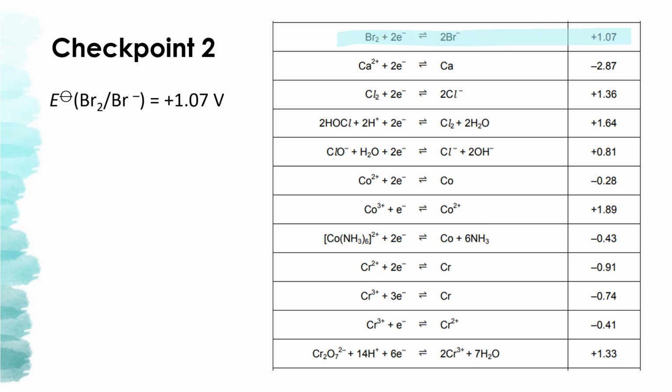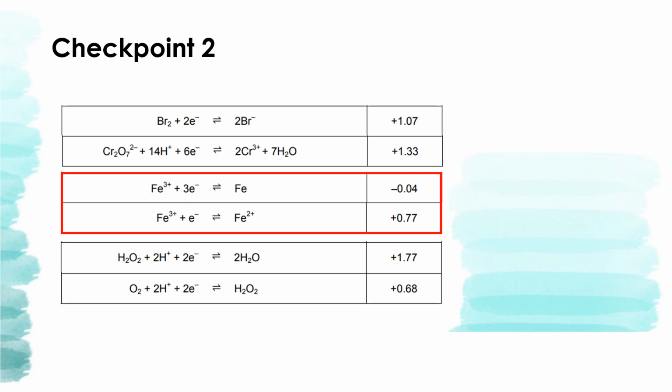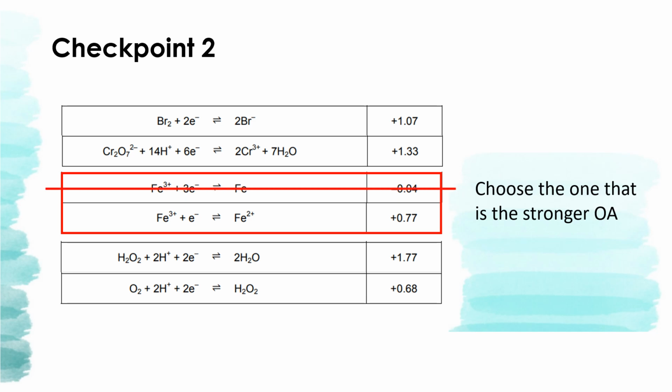So left-hand side, Br2 is 1.07, and Cr2O7 2 minus is 1.33. Okay, so far so good, all positive, which means they like to be reduced. We still have another two species, which is on another slide. So let's continue. So, which is the one that is the wrong one? Make a guess. They must appear on the left-hand side, right? Remember I was saying for oxidizing agent, they like to be reduced. So we cannot choose the one at the top for Fe.